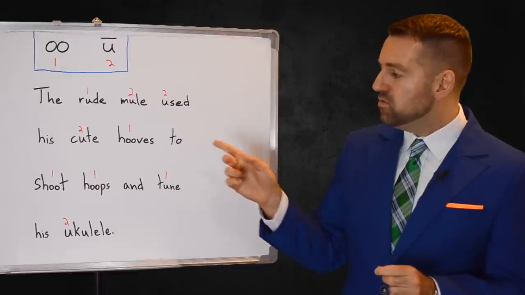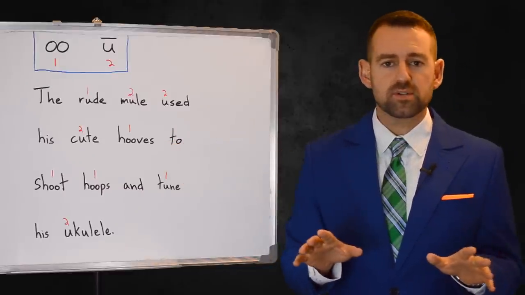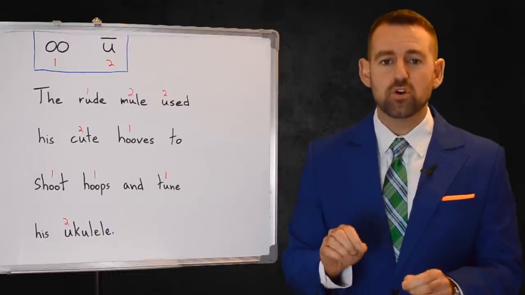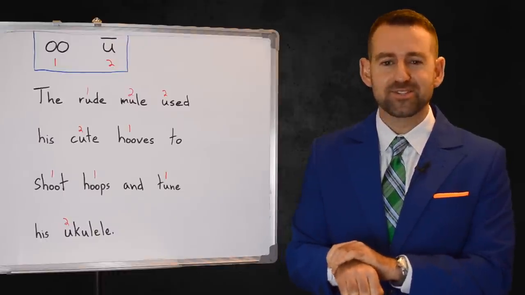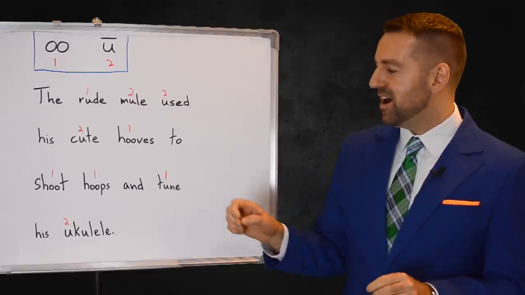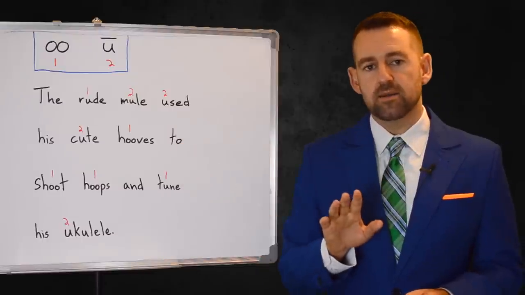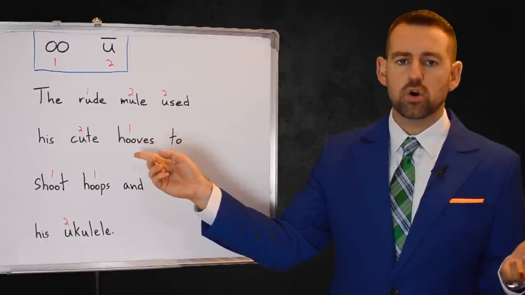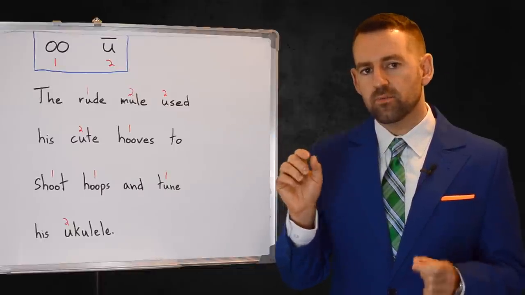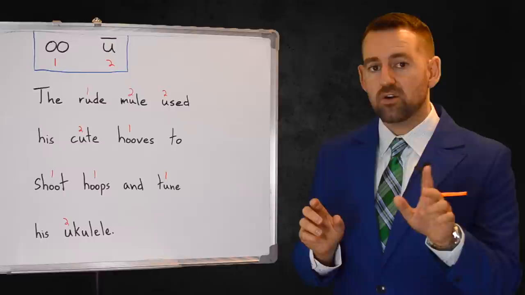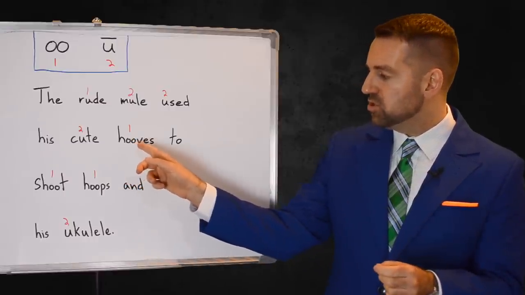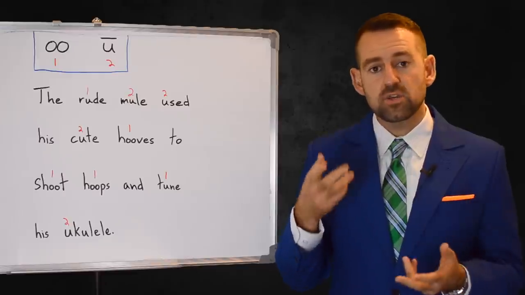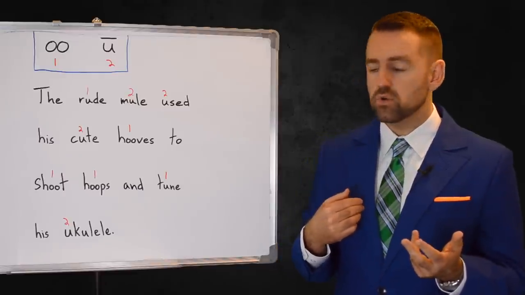Okay, and hooves. Donkeys or horses or cows or camels, they don't have feet, they have hooves. Hooves are those hard things they use to walk. Now I would say hooves, but an American would say hooves. So I say ooh, they say uh. Remember what I just taught you about ooh and uh. It depends on the sound that comes after. So here we have two O's. What's after is v, and v is a continuous sound. So I say ooh, hooves.